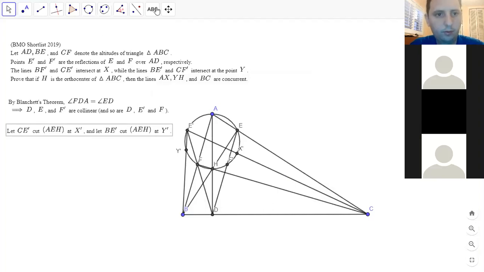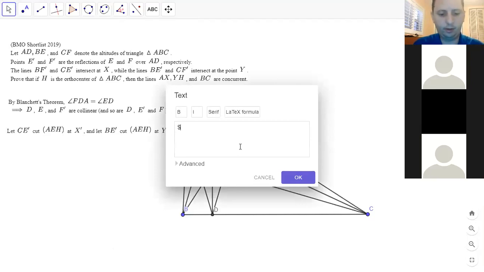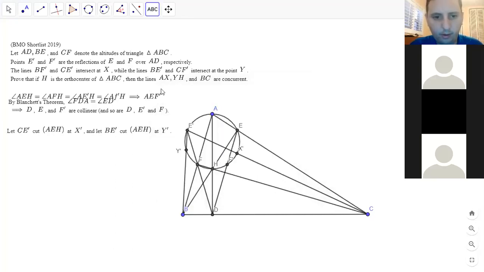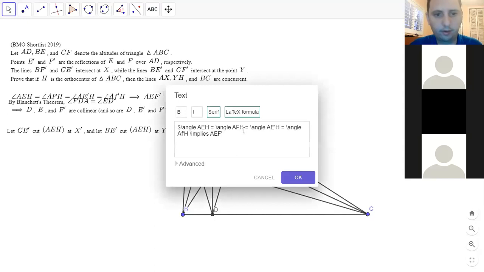So first I'll just start out by saying angle AEH is angle AFH is angle AE prime H is angle AF prime H. So that means that AEF prime HFE is cyclic.